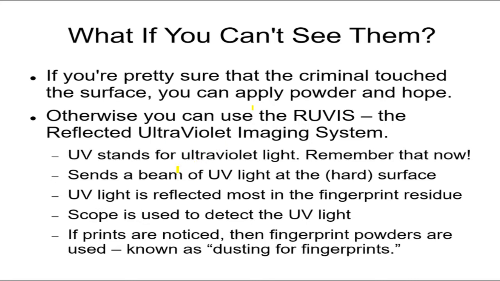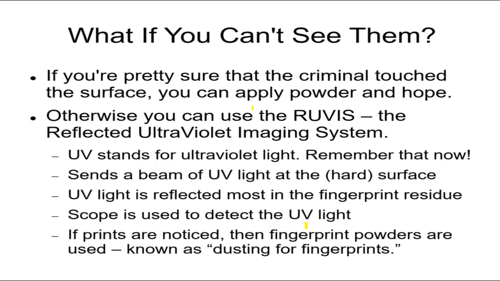Ultraviolet stands for UV, which is a typical abbreviation for ultraviolet light, so remember that now because it's going to be used all the time. Anyway, what this does is send a beam of light at especially a hard surface, which is reflected. It's reflected in the oils in the fingerprint residue. That's what gets reflected most. There's a scope that can identify this reflected light, and you can see fingerprints in that way.